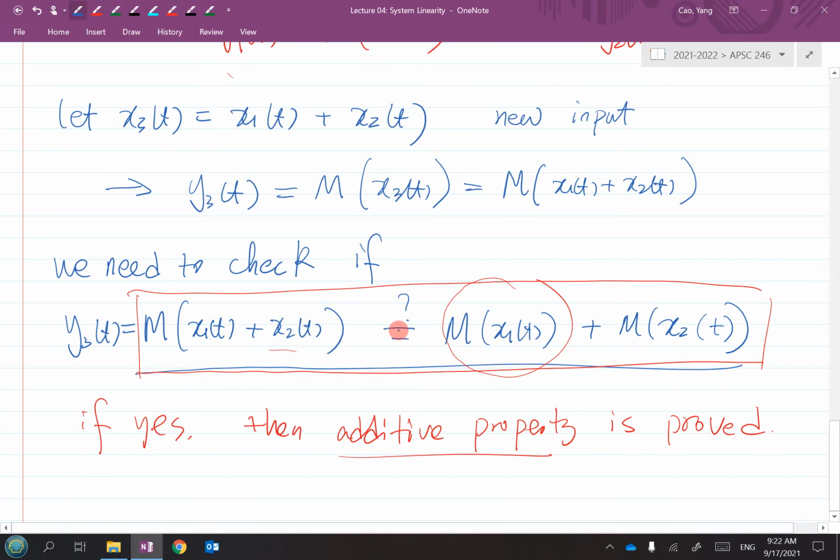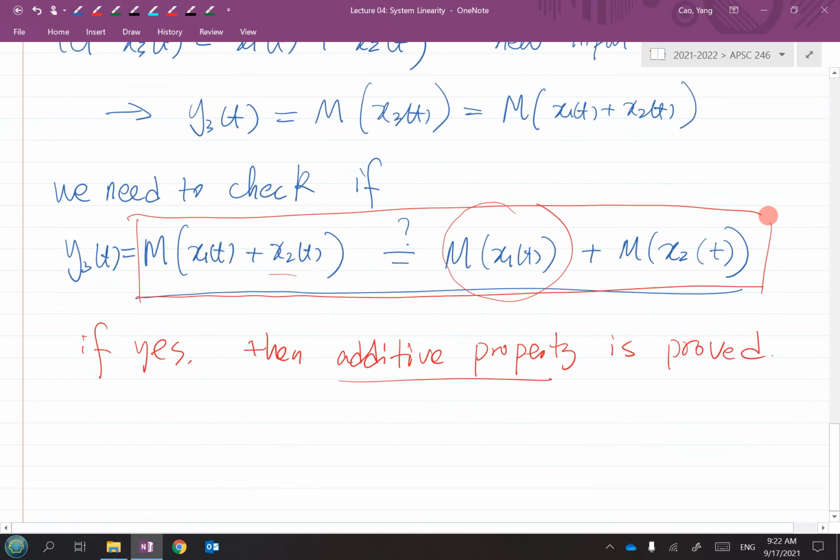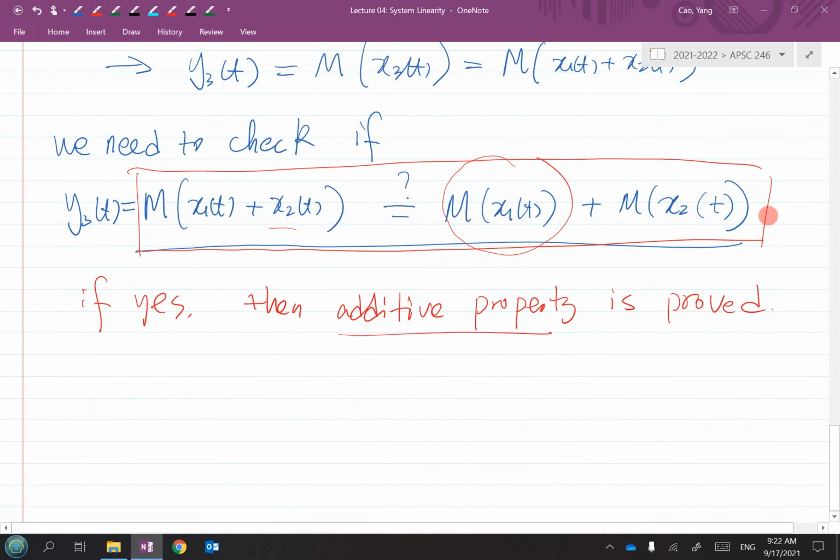Good. So let's look at examples here. Before I give you very specific examples, let me demonstrate how you can actually use this property. Let's give you an example first.